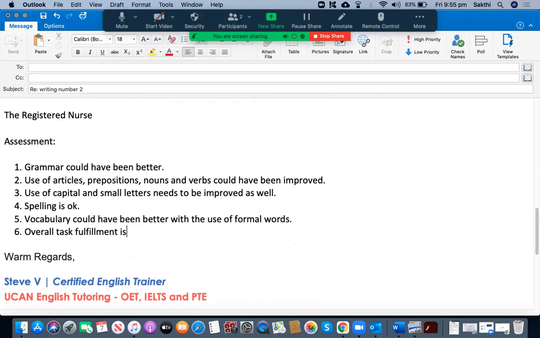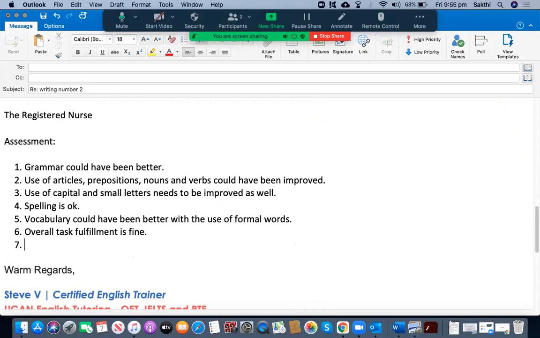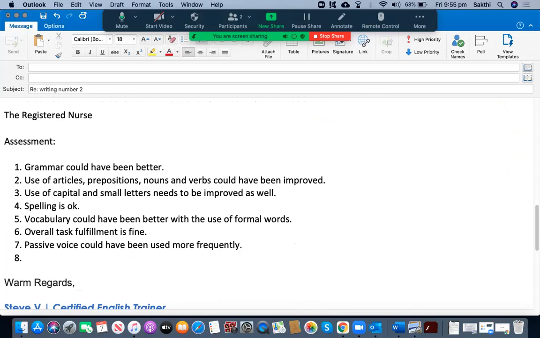Overall task fulfillment is fine. I'm happy with that. Passive voice could have been used more frequently. Layout is good. You are able to split the paragraphs very well, put all the required information in the correct way, and have given the spaces between two words. Everything is good. I'm very happy with your layout, the way you have written the sentences and given the spacing between words.